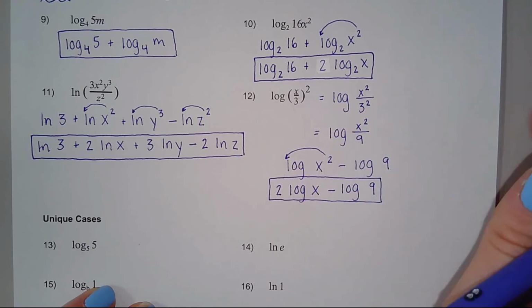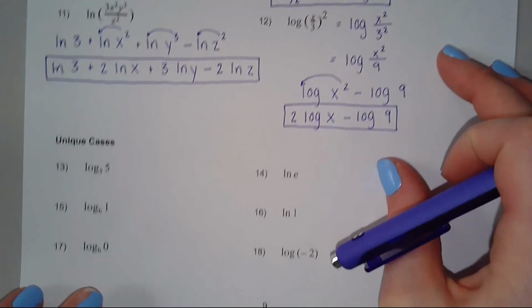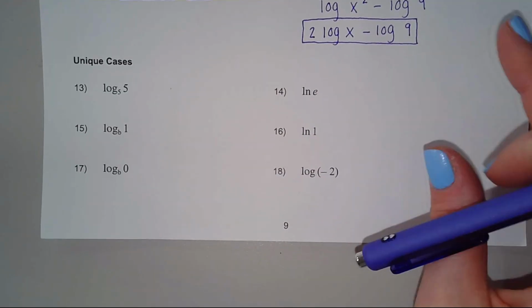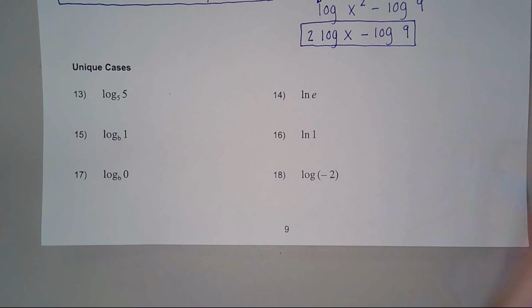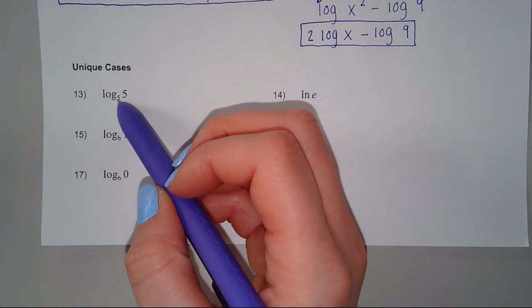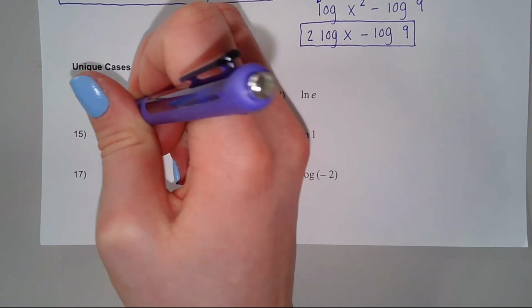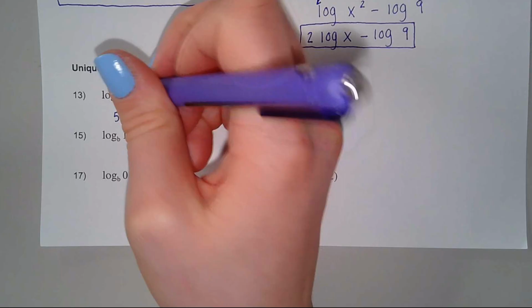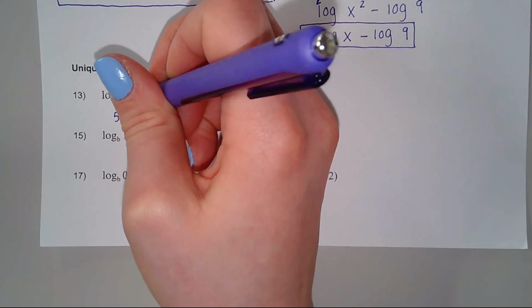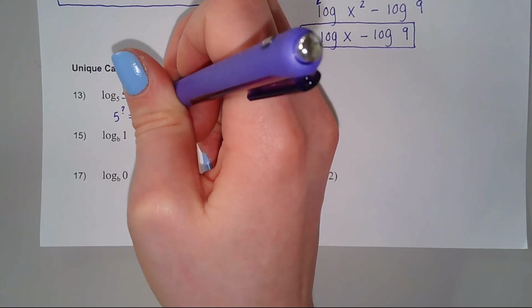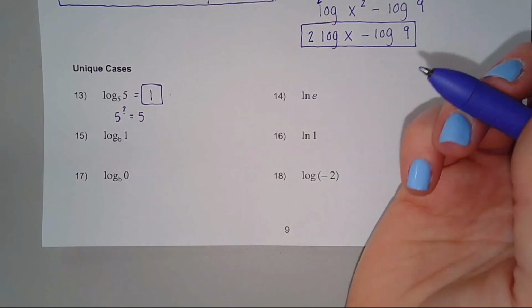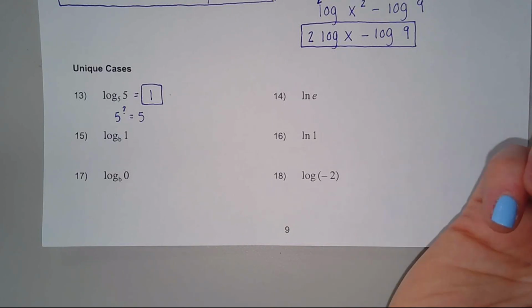All right, and the last thing to briefly touch on is some unique cases when we look at natural logs as well as common logs. So here, if I have the log base 5 of 5, really what we're thinking about is 5 to some power is 5, which we know would just be 1. So anytime our base and our answer are the same, that's always equal to 1.